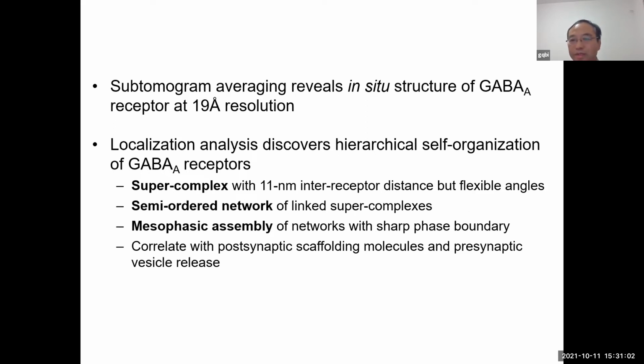It's not like a lattice, but it's some kind of flexible network, which we call a mesophase. And it seems to be functional and maybe relevant to some plasticity behavior, because this way we can imagine that with this semi-ordered organization of the receptors, you can disperse or condense receptors quickly underneath the vesicle, and then you can increase or decrease your transmission efficiency.